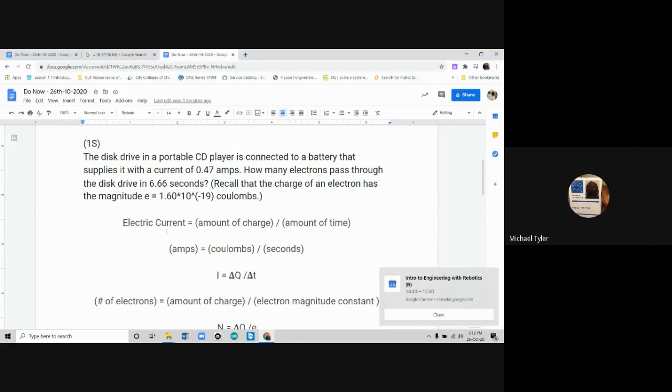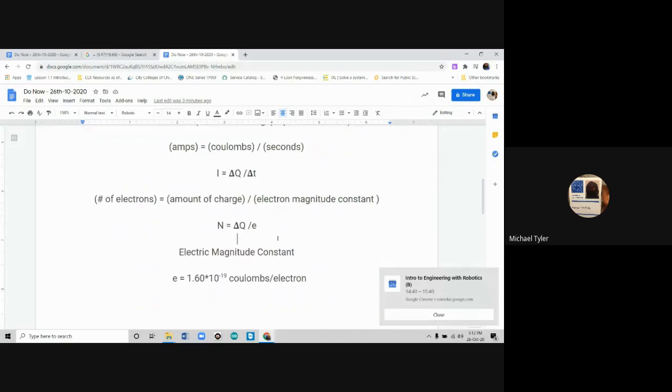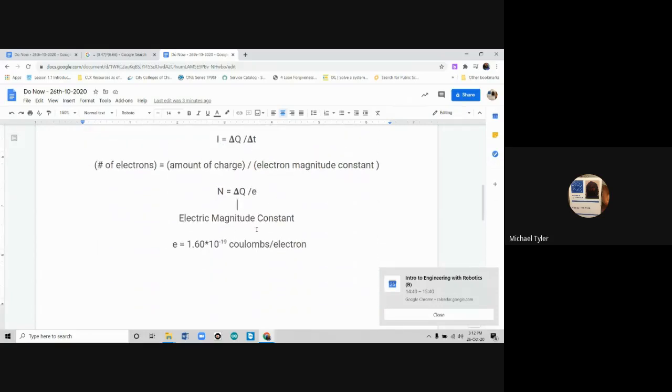The electric current I is equal to the amount of charge, that's delta Q, divided by the amount of time, that's delta T. I for current is measured in amps. Delta Q is measured in coulombs, and delta T is measured in seconds. Those are measurements or dimensions of those values. The number of electrons is what the problem is asking you for, which is equal to the amount of charge, delta Q, divided by the electron magnitude constant. What is that?